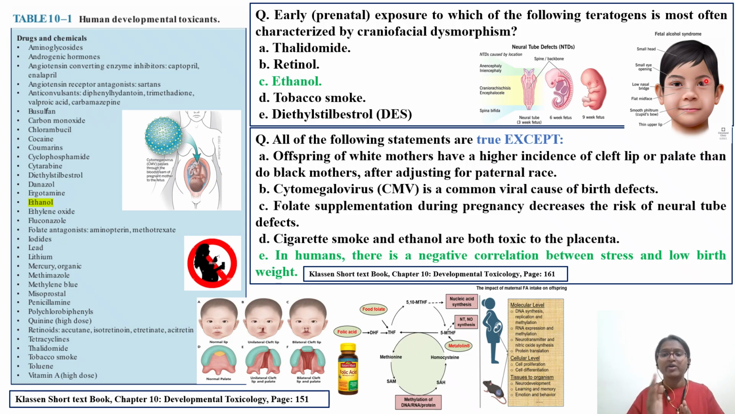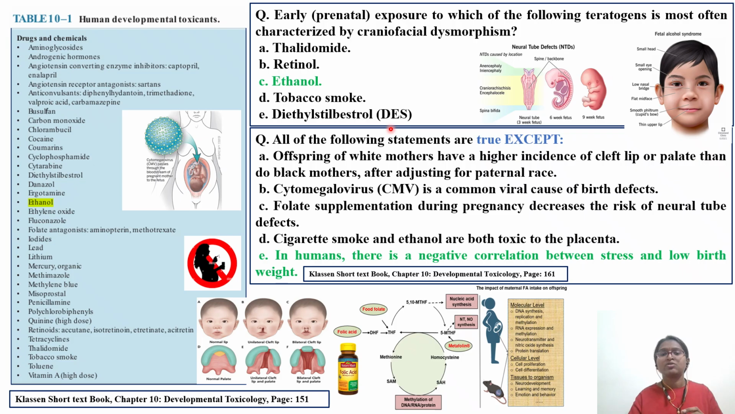Then tobacco smoke. In the last video we discussed nicotine in detail. Smoking during pregnancy is also causing developmental toxicity. The brain will not develop properly in the fetus, and abortion also takes place.